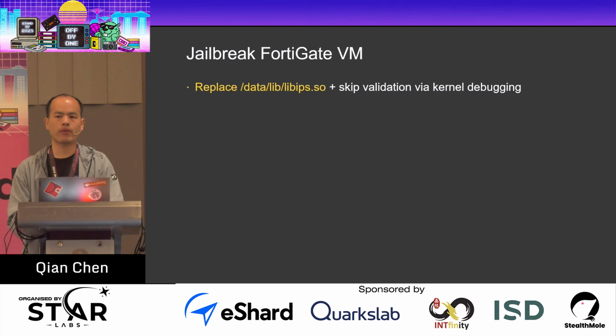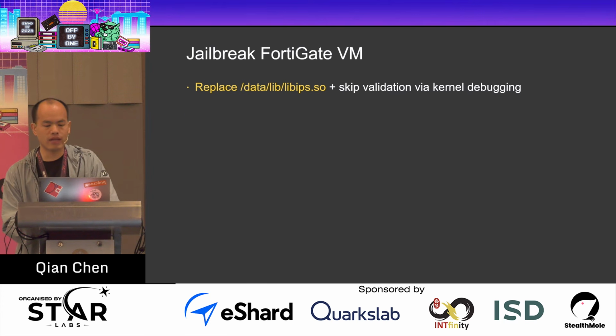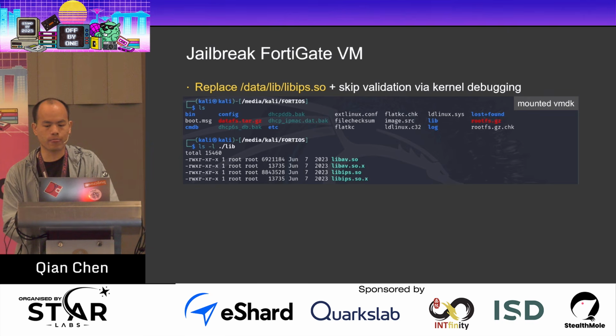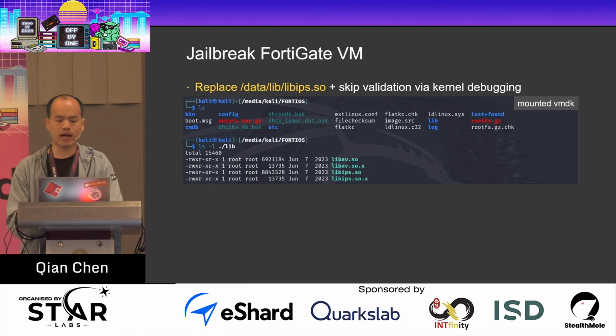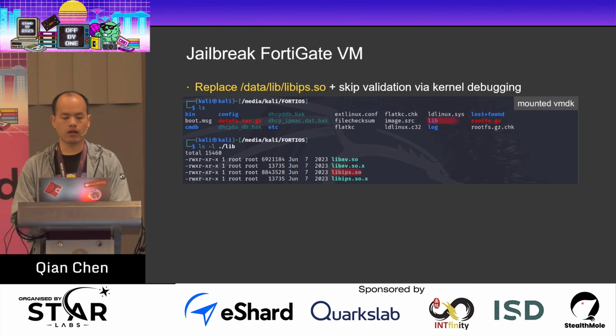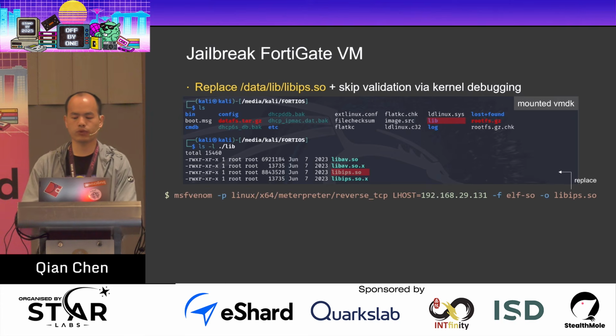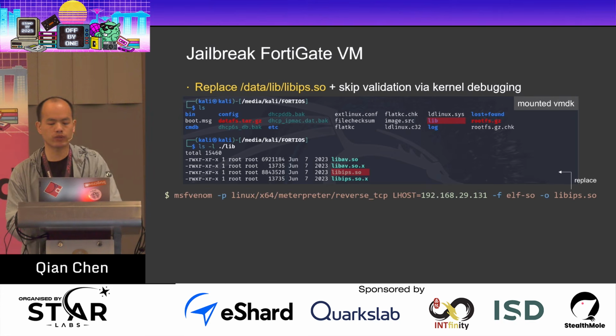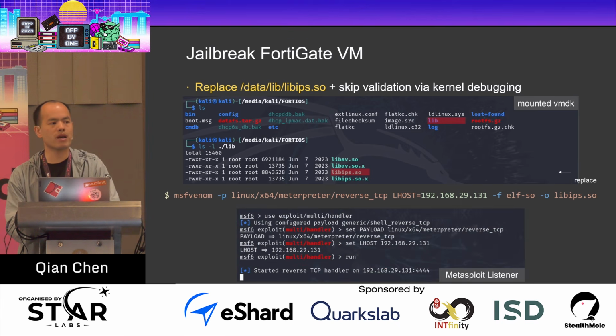At the end of part 1, we'll share a simplified method we used to jailbreak a recent FortiGate virtual machine. This method involves 2 main steps. The first is to replace libip.so. Specifically, use a tool like Metasploit to generate a custom libip.so, then replace the original file in the VM file system. At the same time, set up a corresponding Metasploit listener to receive incoming connections.